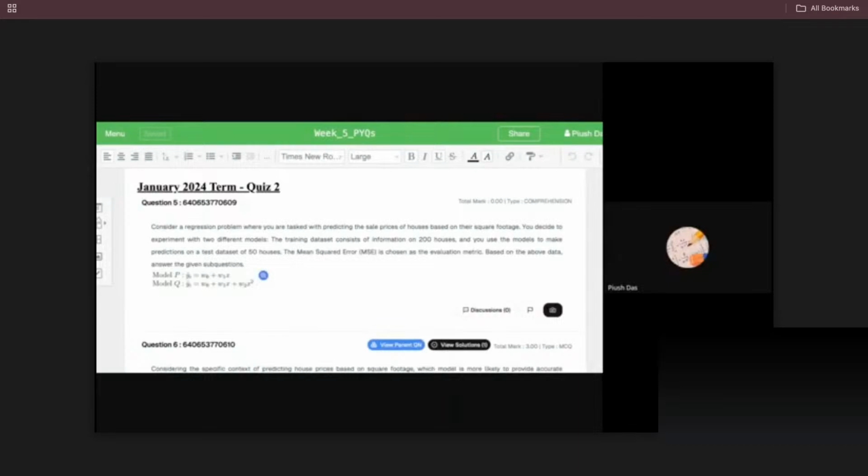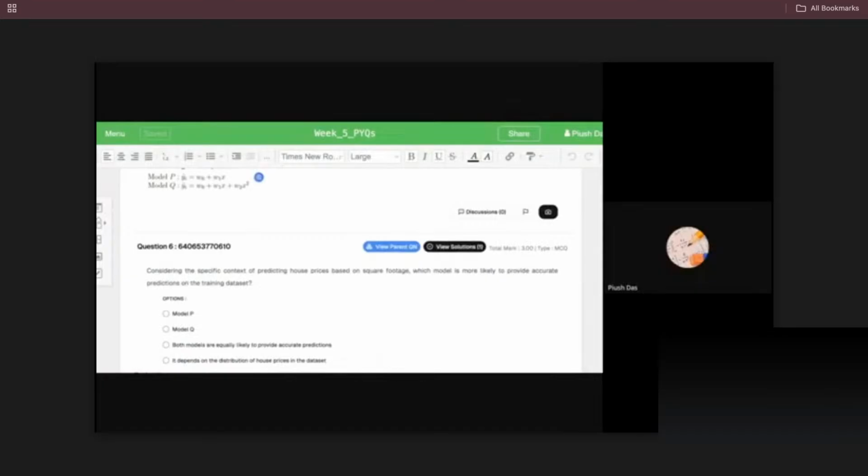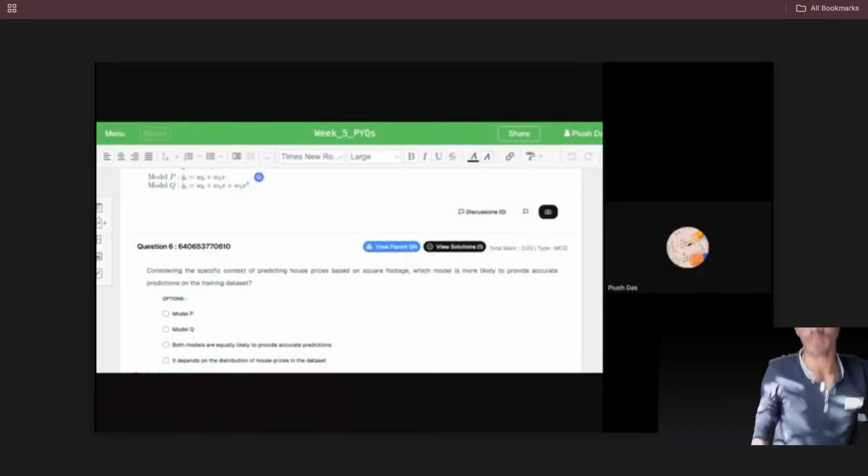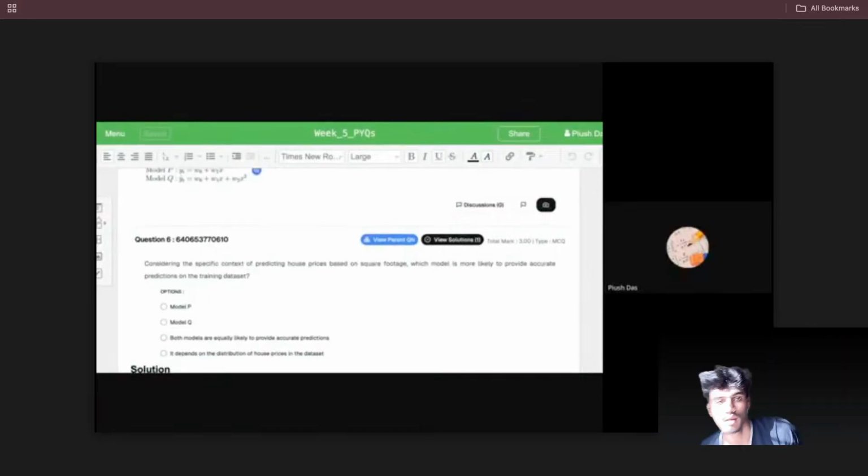Consider the given subquestion. This is model P, where y hat is equal to w0 plus w1x, and this is model Q, where y hat is equal to w0 plus w1x plus w2x square. The first question is: considering the specific context of predicting house prices based on square footage, which model is more likely to provide accurate prediction on the training set? The options are model P, model Q, both models are equally likely to provide accurate prediction, and it depends on the distribution of house prices in the dataset.